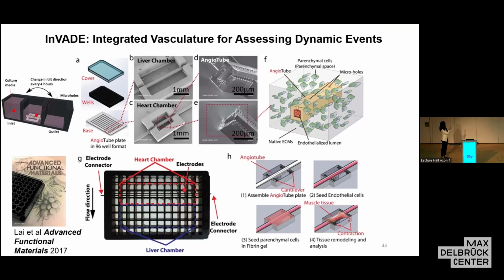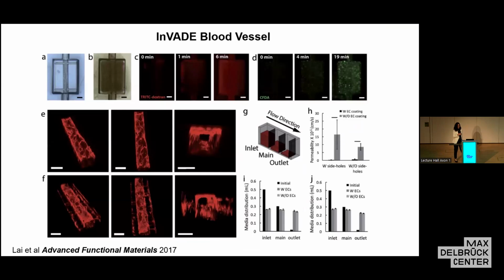You could connect, for example, heart chamber and liver chamber, or you could connect liver and cancer to study communication through the common vasculature. And you can see it's the same process. First, we endothelialize, then we seed parenchymal cells, and then we can look at contraction. And here you can see the case of really nicely endothelialized lumen.